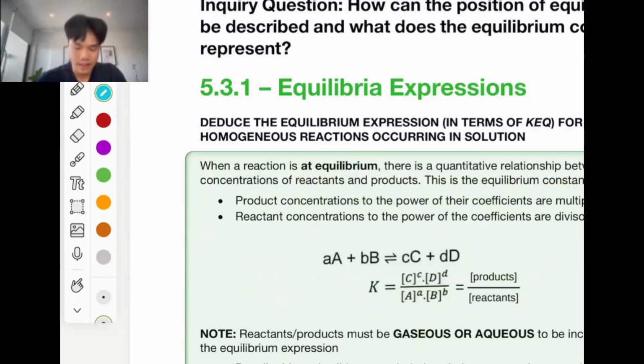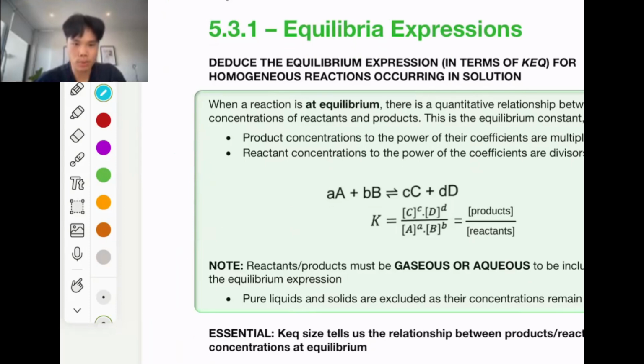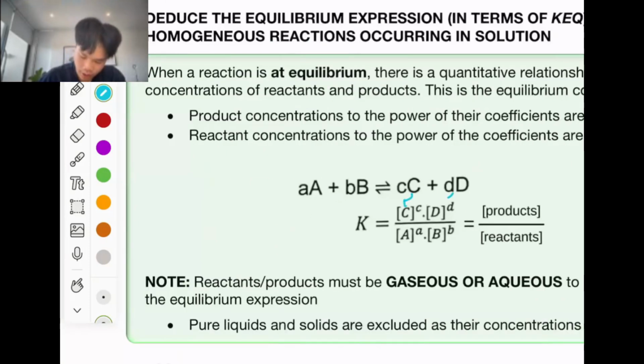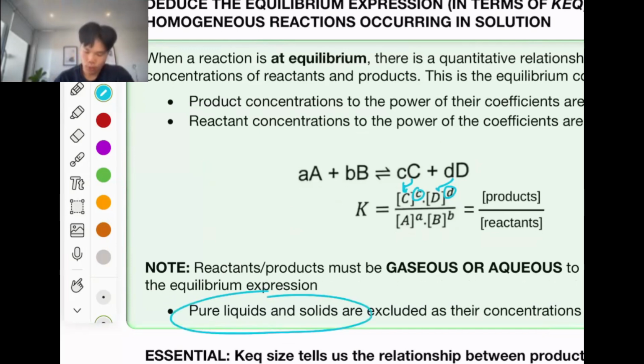Equilibrium expressions. You should be familiar with writing them based on an equation. So products over reactants. You take the concentration of each part and you put the coefficient as the power. And that's your expression. You never ever include pure liquids or solids, and you only include gaseous or aqueous substances that actually can have meaningful concentration.